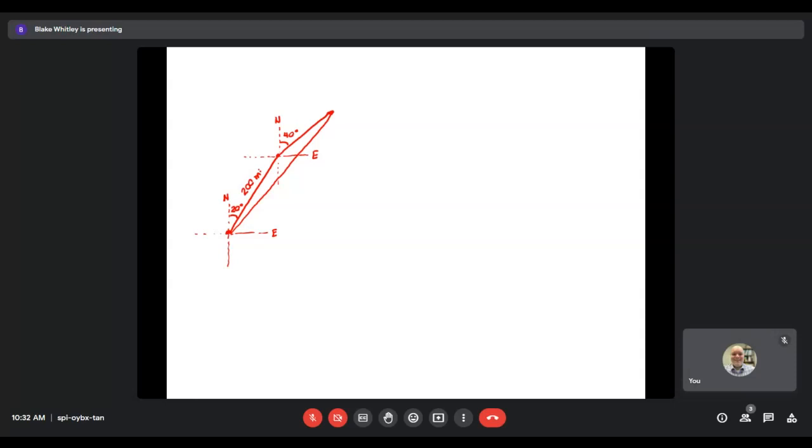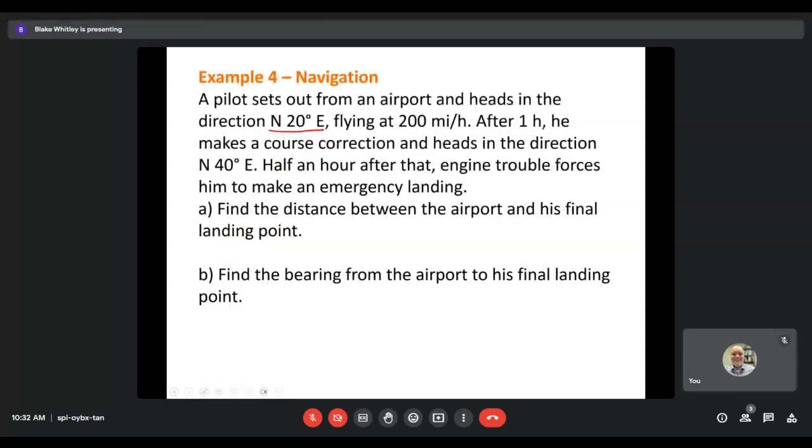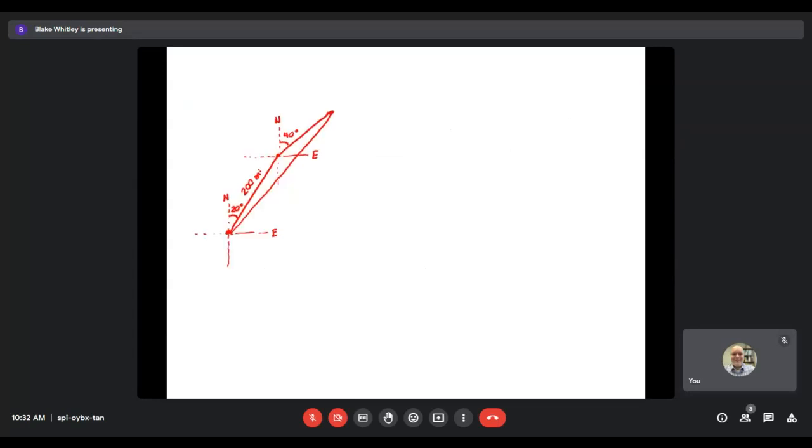Now, after he makes the course correction, it says he's going to travel that course for half an hour, but still traveling at 200 miles per hour. Well, if he's going 200 miles per hour, but now only half an hour, that means he should travel half of that distance, which is only going to be 100 miles. And so this distance here should be 100 miles.